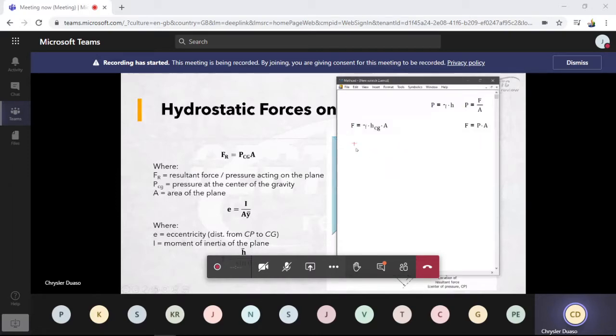Since we are after the pressure at the center of gravity, let me emphasize this part. The force there can be described as gamma times HCG times the area, where the gamma times the HCG is actually the pressure at the center of gravity. So thus you have this formula: PCG times the area.